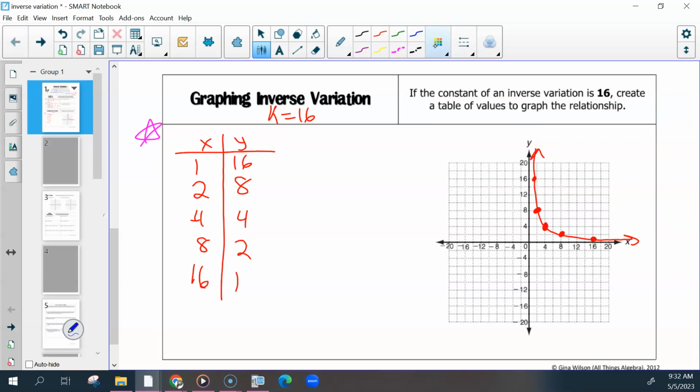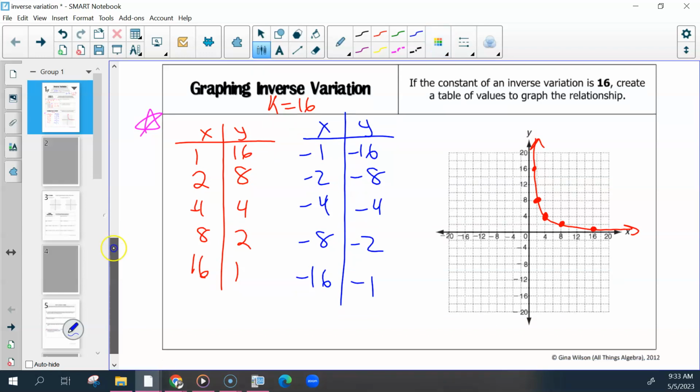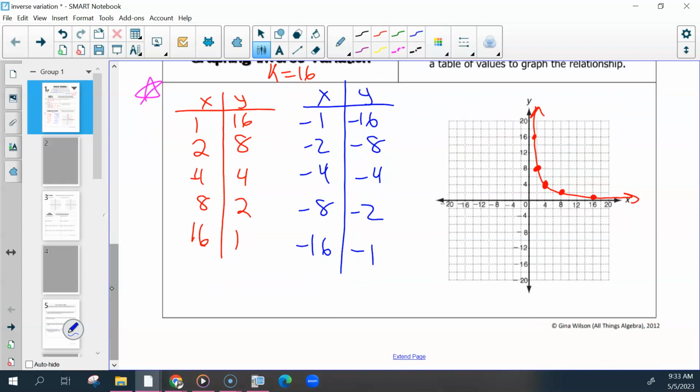But when we found 16, we only looked at the positive values. Negative times a negative is also a positive, so we could do these same values, but make them all negative. And plot those as well. That's also going to make a curve, connect those points, and draw a line through them, drawing arrows at the end.